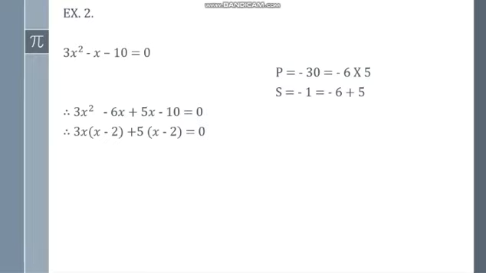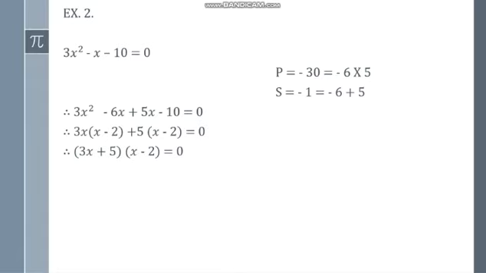So in the next step we will get 3x(x − 2) + 5(x − 2) = 0. Now in this step, x − 2 is common. So what are we going to do? We write (x − 2) at once, and the remaining two terms in the second bracket. So the next step will be (3x + 5)(x − 2) = 0.